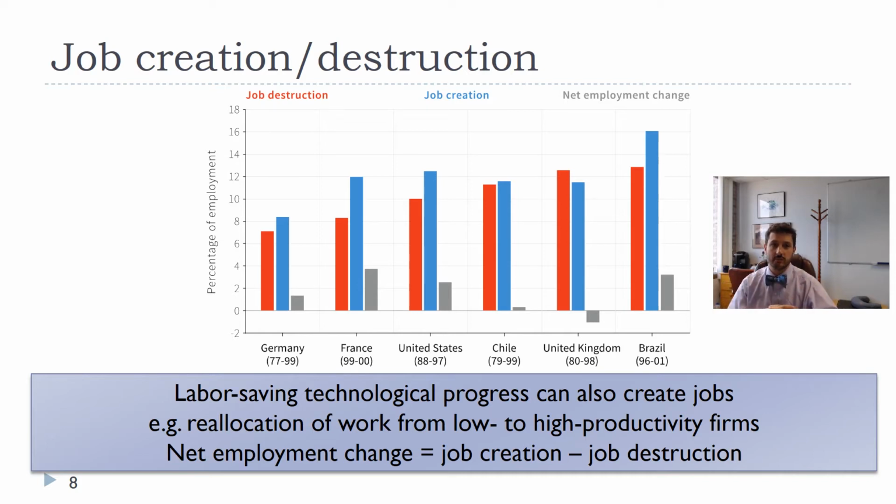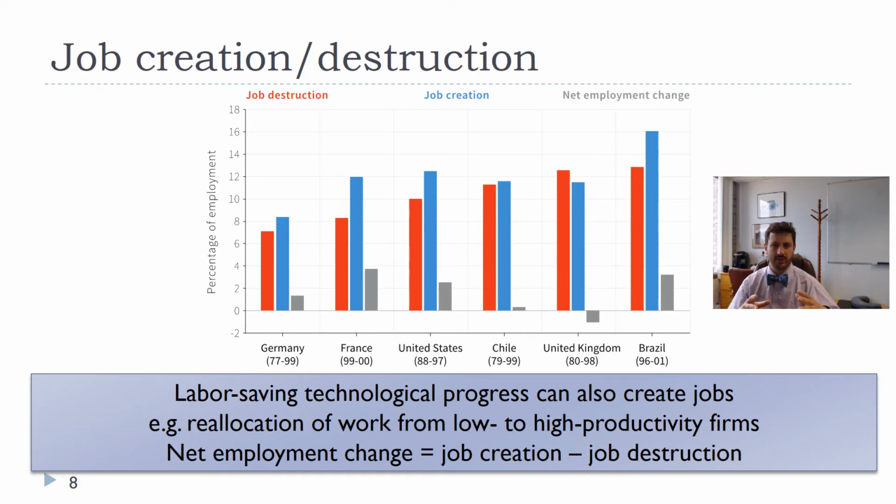So the red line is job destruction, and you can see it ranges from about 7% in Germany from 1977 to 99 time frame to over 12% in a more developing country like Brazil. But job creation in almost all of these countries, with the exception of the United Kingdom, is higher than job destruction. And so job creation is over 8% in Germany and over 16% in Brazil. In the United States, job destruction was about 10% and job creation was about 12%.